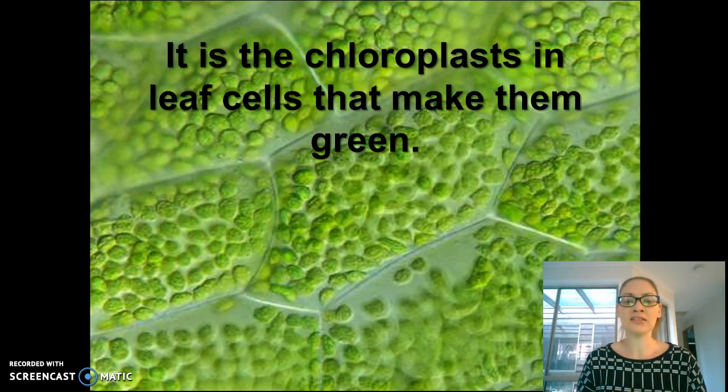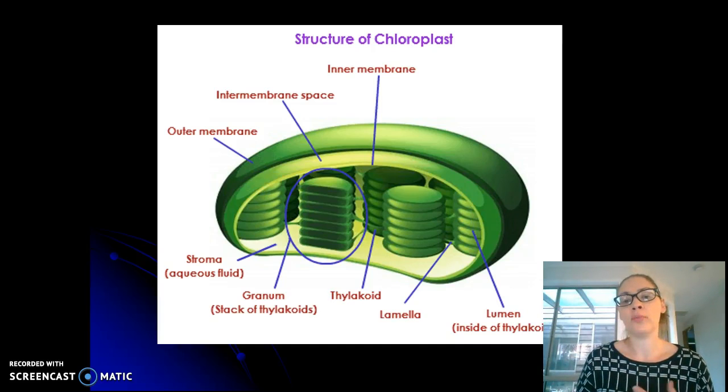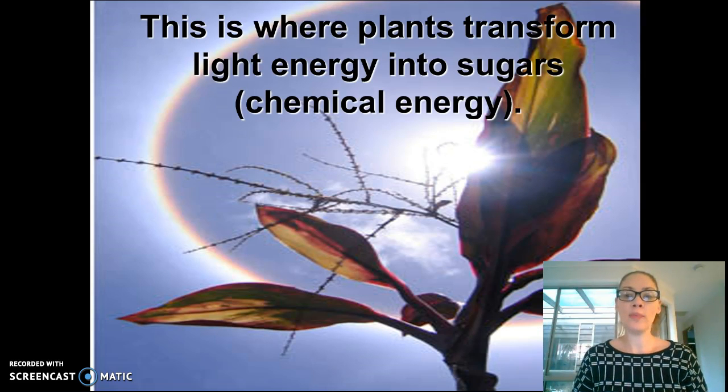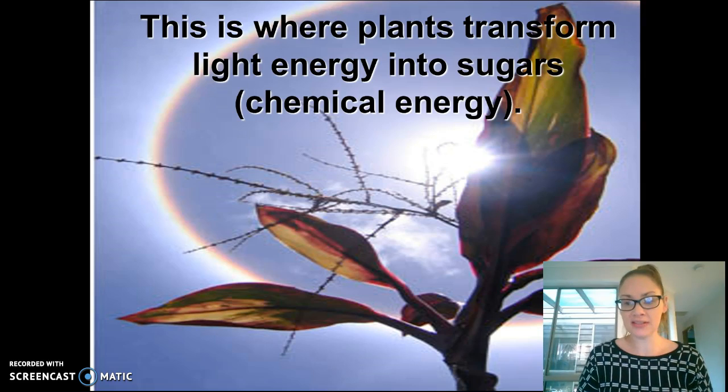In the actual leaf of a cell, it's the chloroplasts that make them green. If we actually look at the structure of a chloroplast, it's really interesting, and this is something that you'll need to know in a lot more detail next year. It's got two membranes, so it's got an outer membrane and an inner membrane. It's got stroma, which is like the chloroplast version of cytoplasm. It's got these little stacks of discs that look like Oreo biscuits or casino chips, and they are called granum. The thylakoid is actually the membranes between those. And the chloroplast is the location where plants transform light energy into sugars, so the chemical energy that we can then use for the cell.